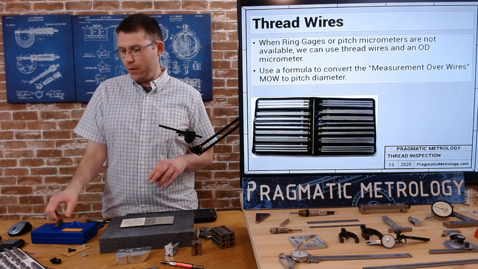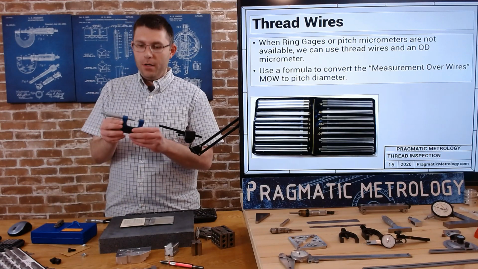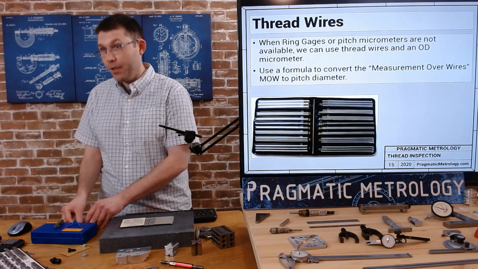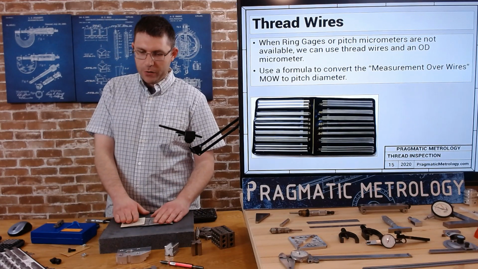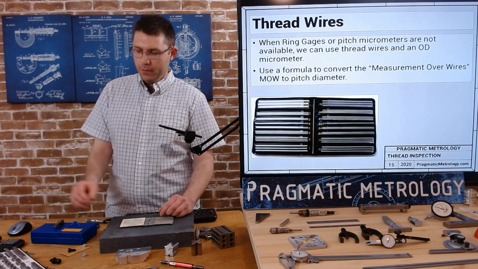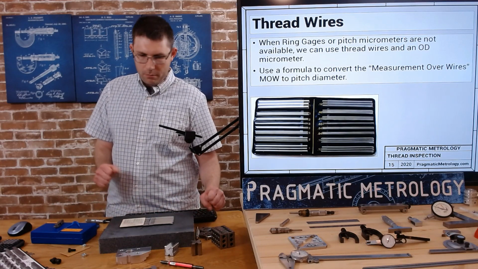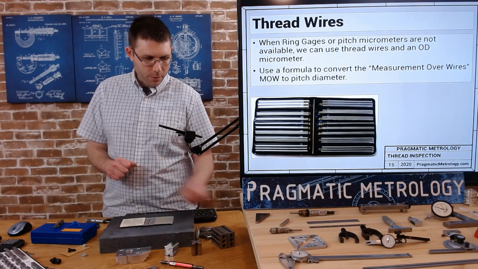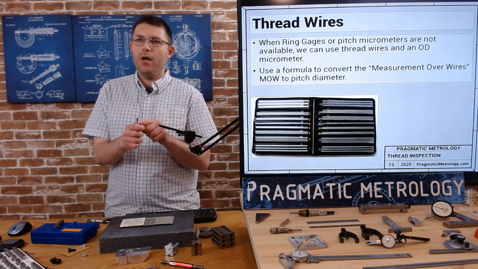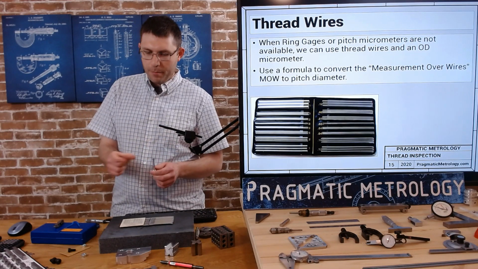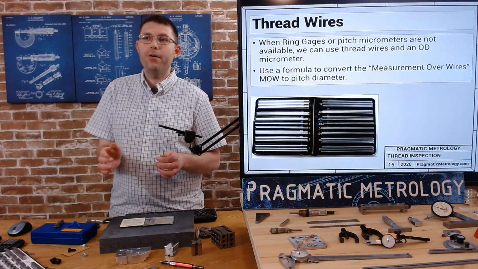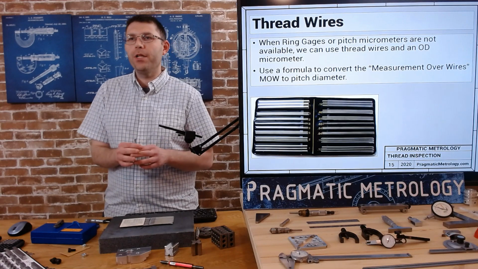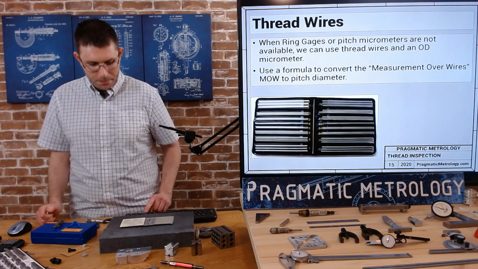So this is a pitch mic here, and we're going to talk about those in a minute as well. And what we're going to do is put these wires across the thread. Where'd my bolt go? We're going to rest wires across the thread, and then we're going to measure an outside diameter mic across the wires. So it's going to be bigger than the thread, and we use a formula to convert it to pitch diameter.